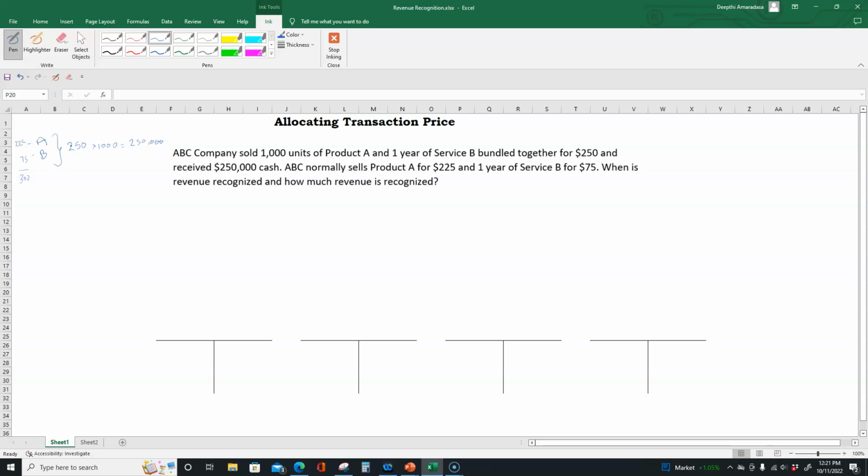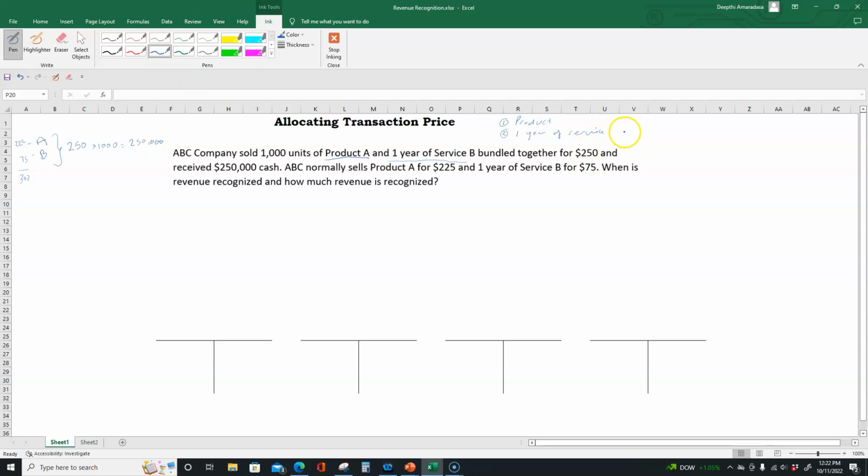So what we need to know is multiple things. When we're looking at revenue recognition, the first thing we need to know is follow those 5 steps. Do we have a contract? Yes. Are there multiple performance obligations? Yes, there are multiple performance obligations. The multiple performance obligations are we're selling a product. That's one. But we're also selling 1 year of service. That's the second obligation.